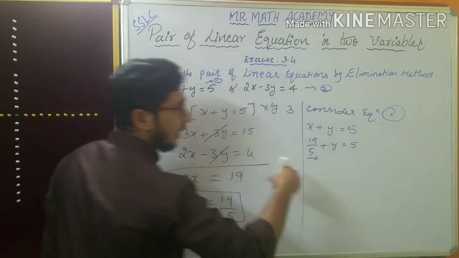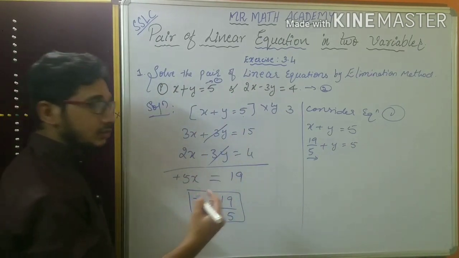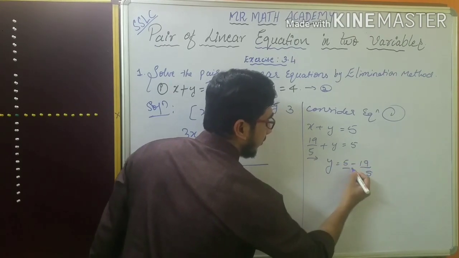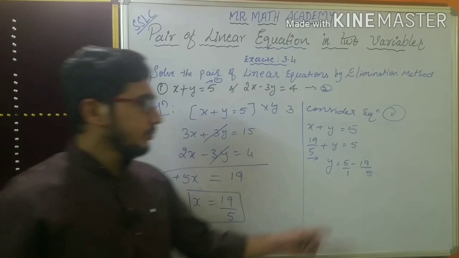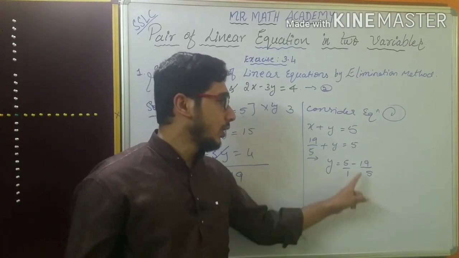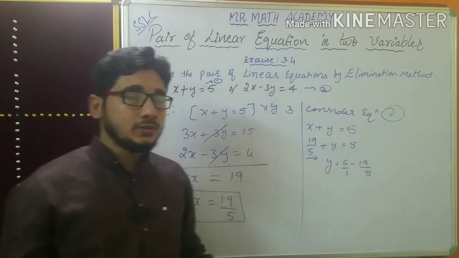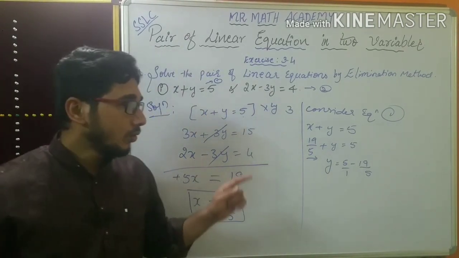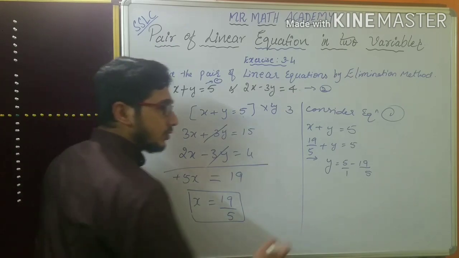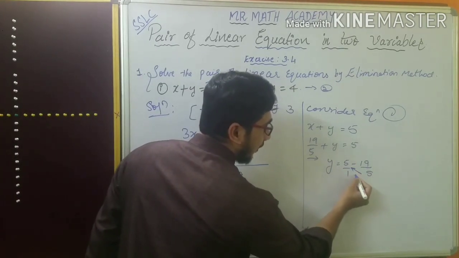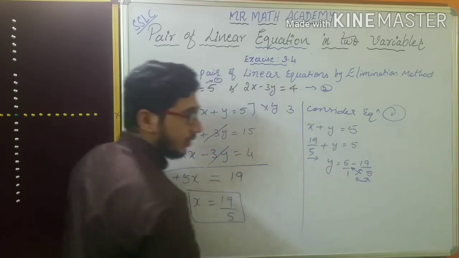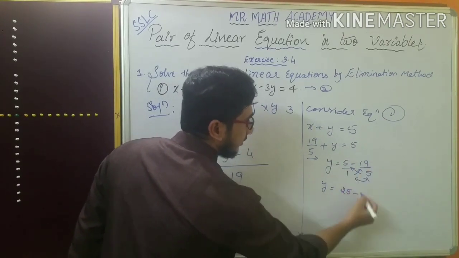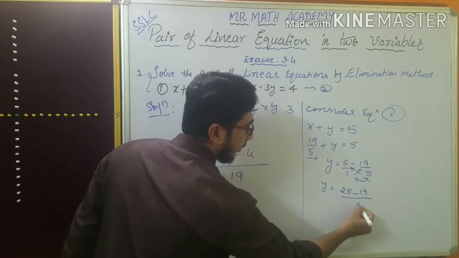So what I will do? I'll send 19 by 5 to the RHS. It will become y is equal to 5 minus 19 by 5. Here nothing means 1 will be there. As I have told in the last videos also, if it is plus and minus, we have to take the LCM. For multiplication and division, we will not take the LCM. For plus and minus, we will take the LCM. So here it is minus, so we'll take the LCM. Cross multiply like this, short way. 5 5s are 25, 1 19s are 19, whole divided by 5 1s are 5.